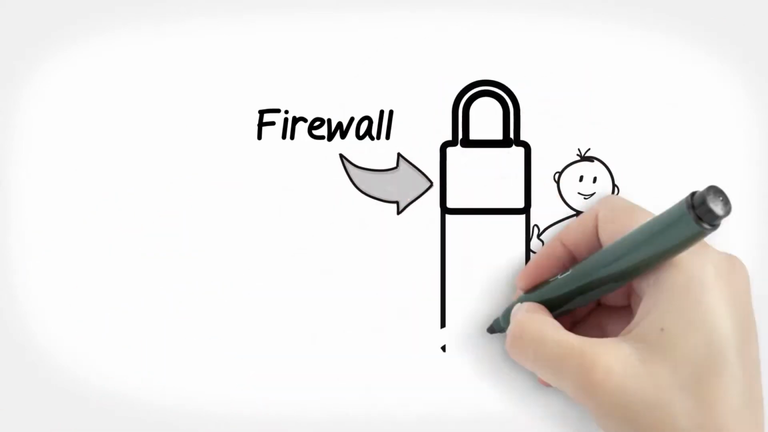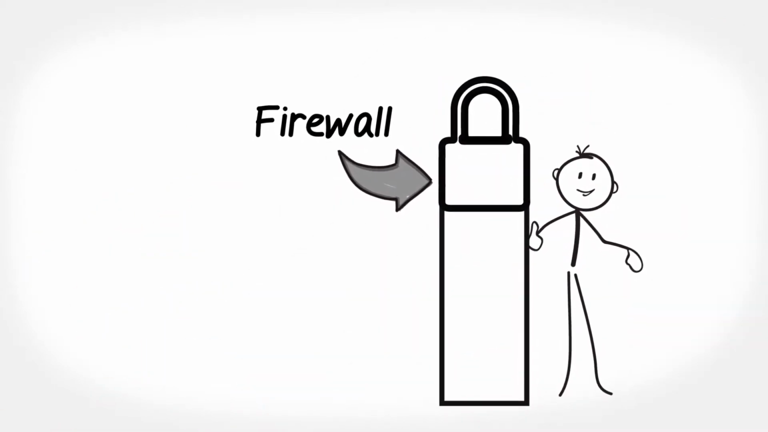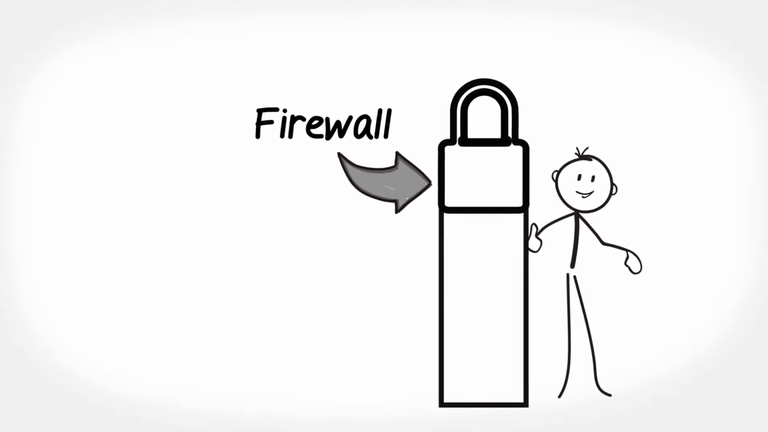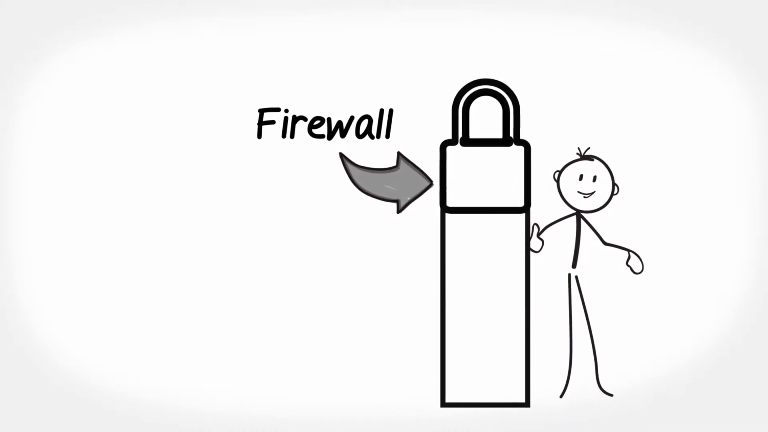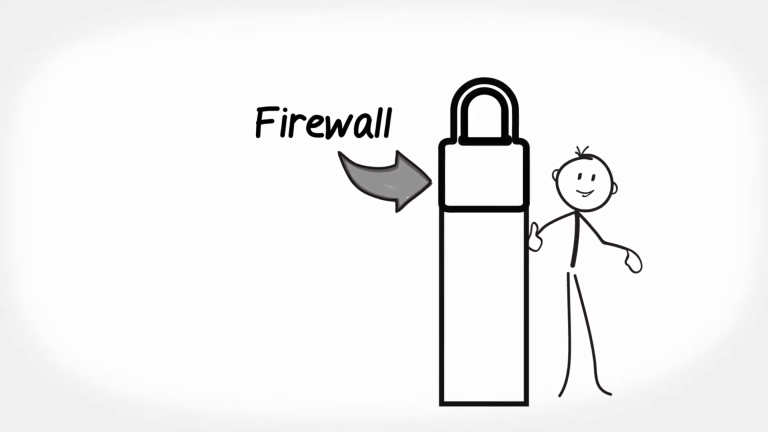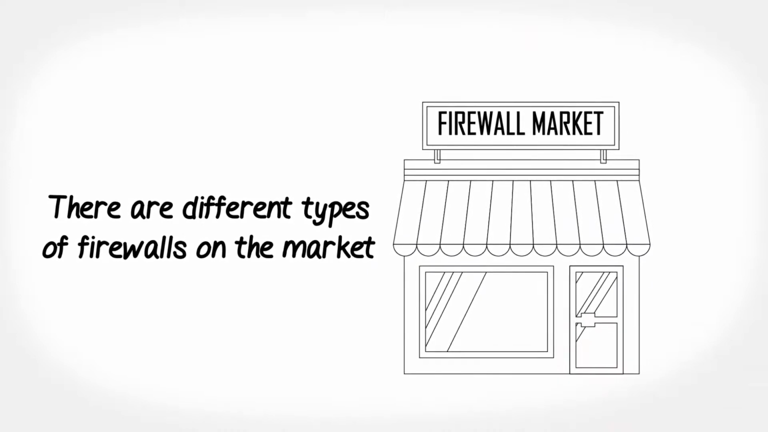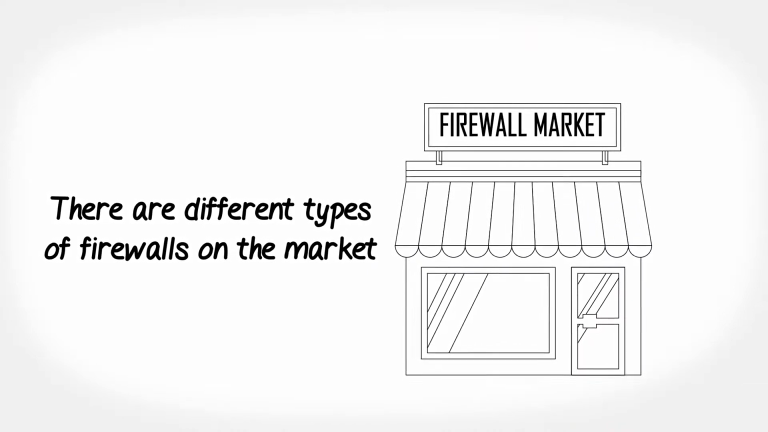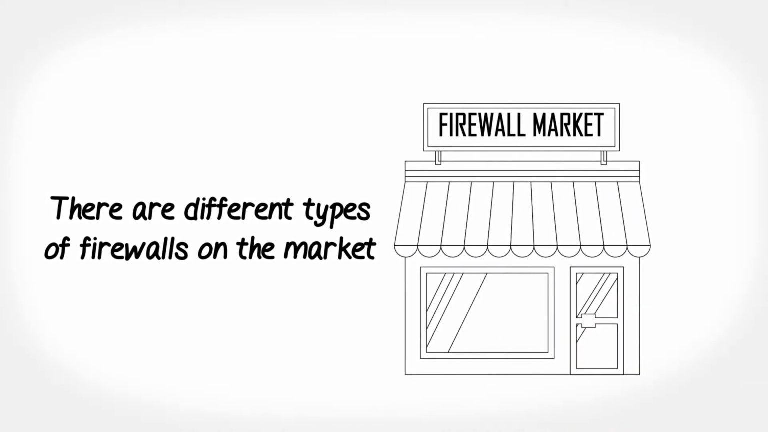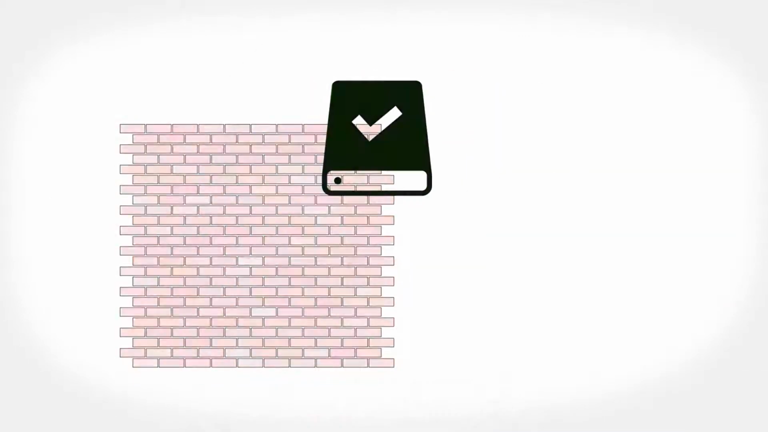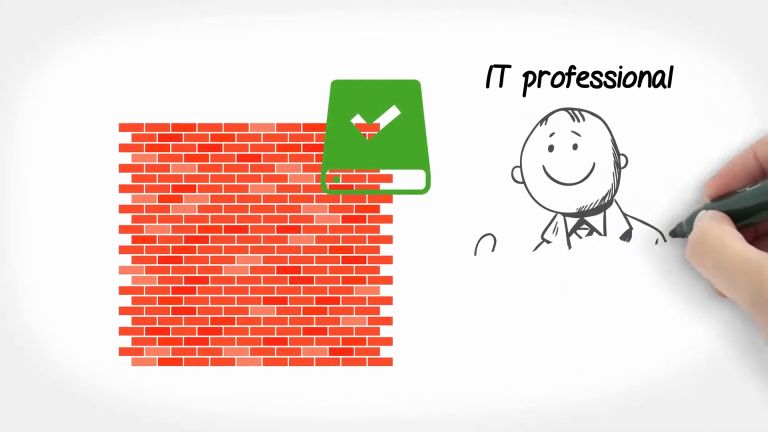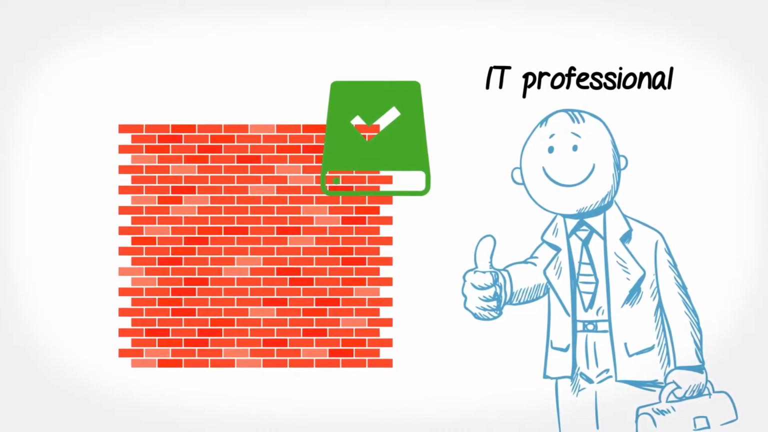Think of a firewall as a strong door on your house. The people that you want to have access to your house get a key, and for everyone else, the door is locked. A firewall does the same thing. It protects your network from attacks. There are different types of firewalls on the market today, and some even have an antivirus engine built right into the device. Having a hardware-based firewall on your network and having it managed by an IT professional is vital to your practice.